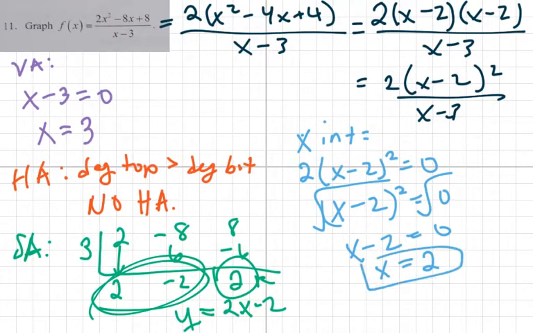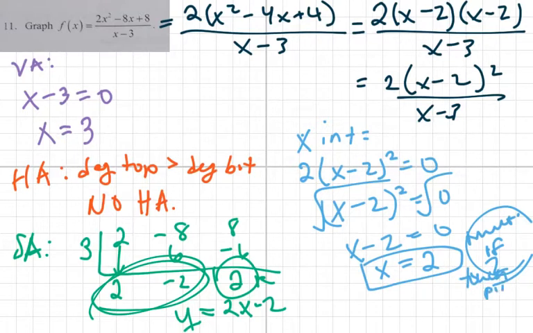Now, one thing to note about that is that this x-intercept actually has a multiplicity of 2. So remember, that means that this is a touch point, not a cross point. You can tell that because here we have that squared, or you can see that the factor x minus 2 shows up 2 times.